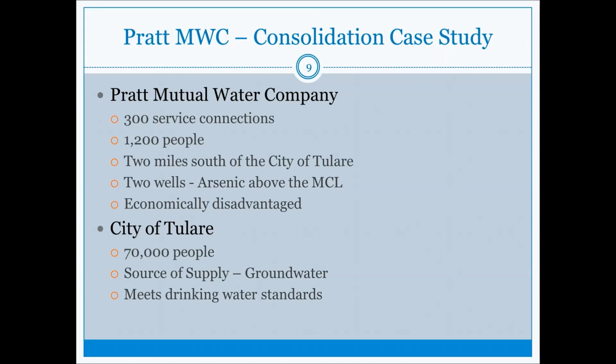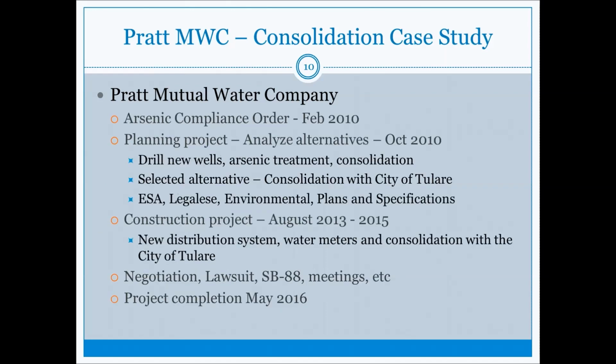It certainly is a disadvantaged community, and they're nearby to the city of Tulare that uses groundwater as a source of supply through about 20 or more groundwater wells. They meet drinking water standards and serve about 70,000 people. So even though Pratt is on the larger side of a small system, it's kind of a drop in the bucket, pardon the pun, for the city of Tulare.